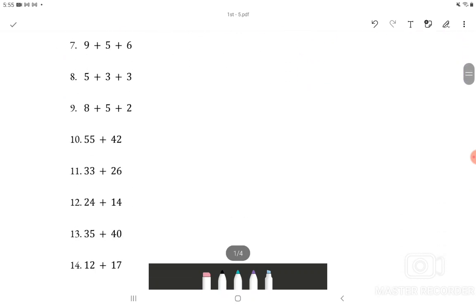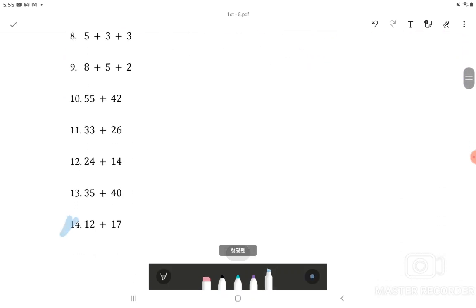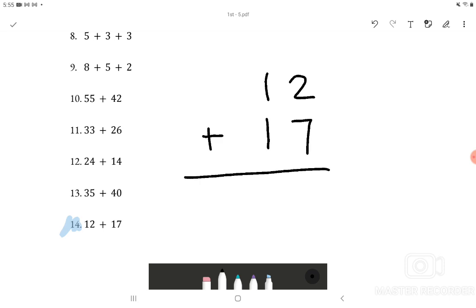Let's try another question, 14, now using a different method. So for 12 plus 17, we'll be using a vertical method. You will just have to write 12 plus 17. You just have to make sure that the ones place, 2 and 7, line up together here, and the tens place, 1 and 1, line up together over here.